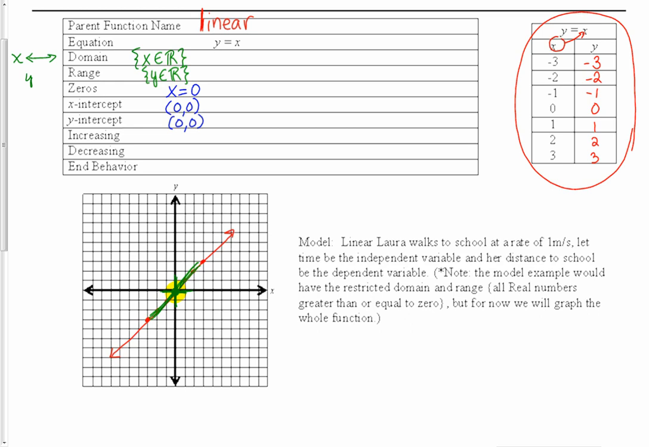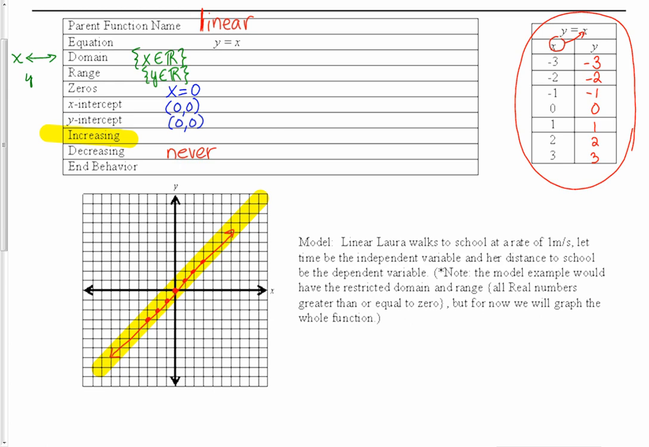All right, here's a function with something going on as far as increasing and decreasing goes. If I start on the left side of my graph and draw to the right side of my graph, I am going up forever. So I am only increasing. I'm never decreasing. Now I need to describe this with an interval.